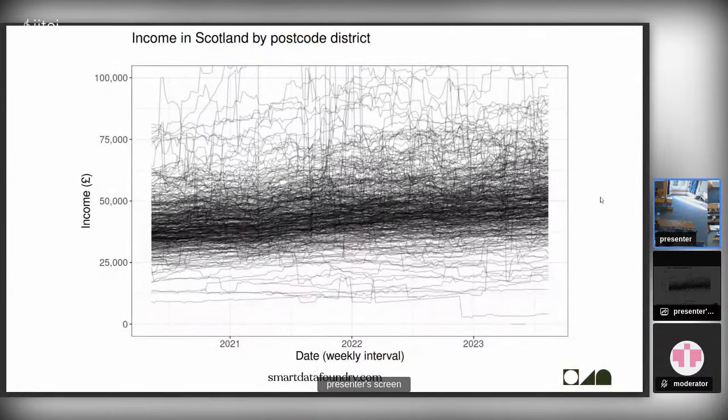And finally, income in the G12 postcode: low, middle, high. I was surprised it was as high as it was, actually. But we can see, similar to the last plot, there's that drop in income through 2021 as lockdowns happened and people were working less and all those other things.